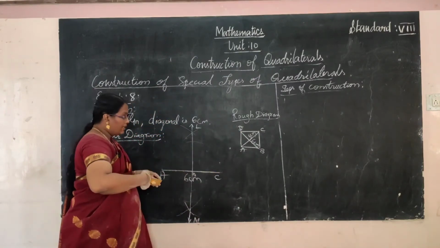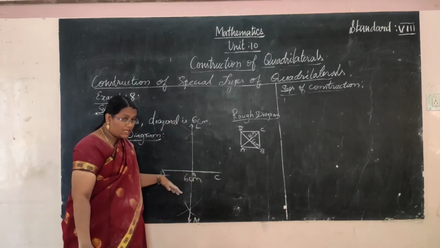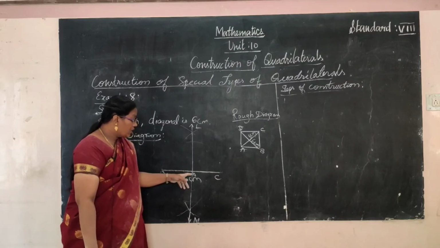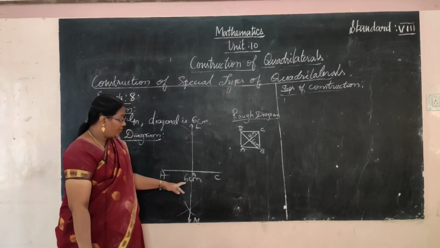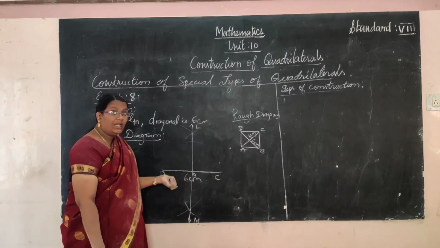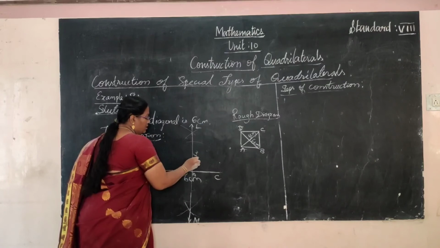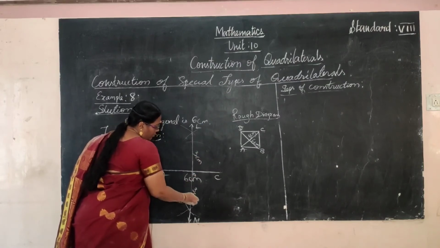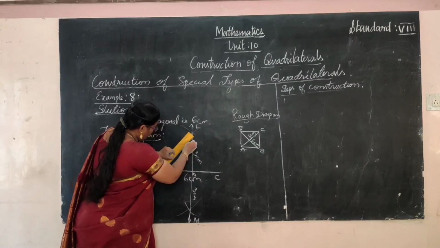First draw the diagonal, then draw the perpendicular bisector of the line segment AC. After that, with center O, we consider half of the diagonal. With center O, draw the arc of radius 3 centimeter. Okay. Now join from A to B.